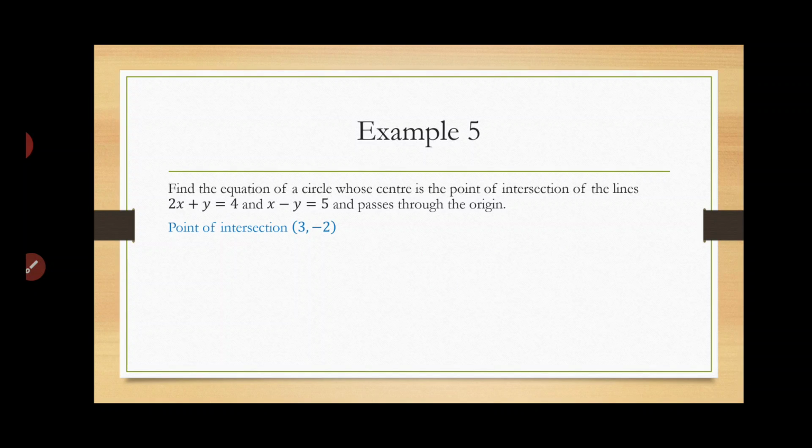If you solve 2x + y = 4 and x - y = 5 simultaneously, you get the point (3, -2), which I am not doing because I hope you can solve two linear equations simultaneously.